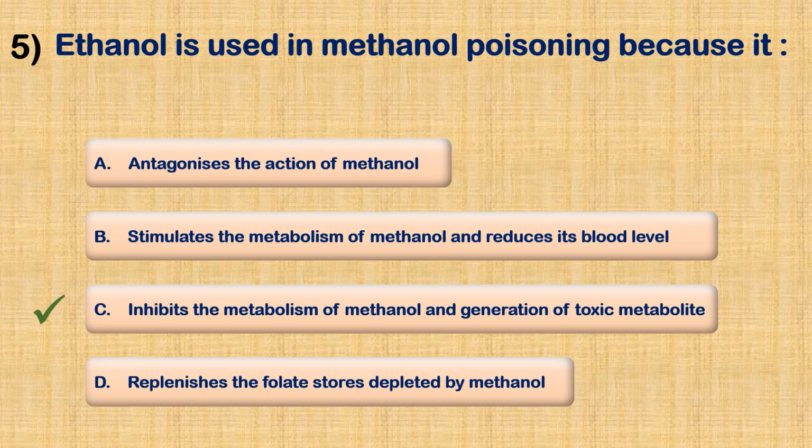This methanol poisoning is mainly due to its metabolic products, that is formaldehyde and formic acid, formed mainly by alcohol and aldehyde dehydrogenase. So in the presence of ethanol, ethanol is preferentially metabolized by the alcohol dehydrogenase. So this will retard the metabolism of methanol. So the correct answer is that it inhibits the metabolism of methanol and generation of toxic metabolites.